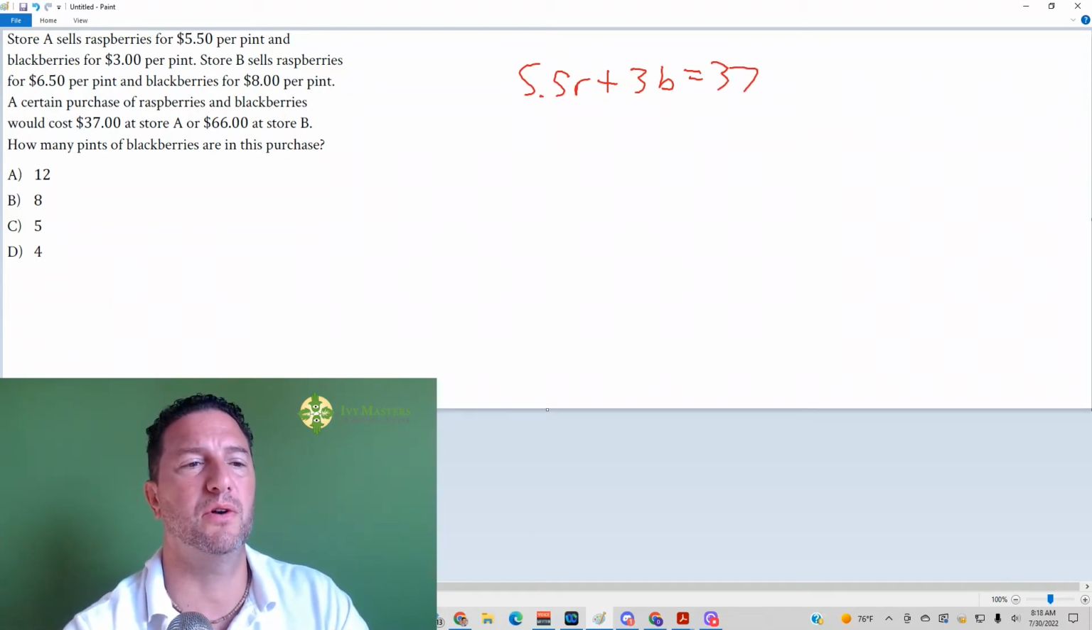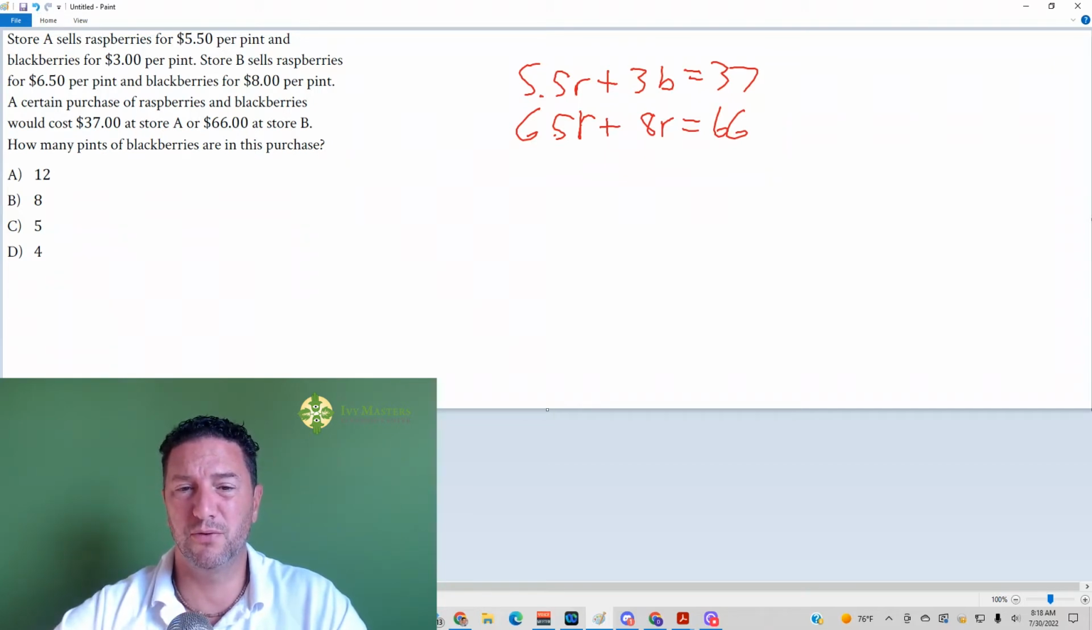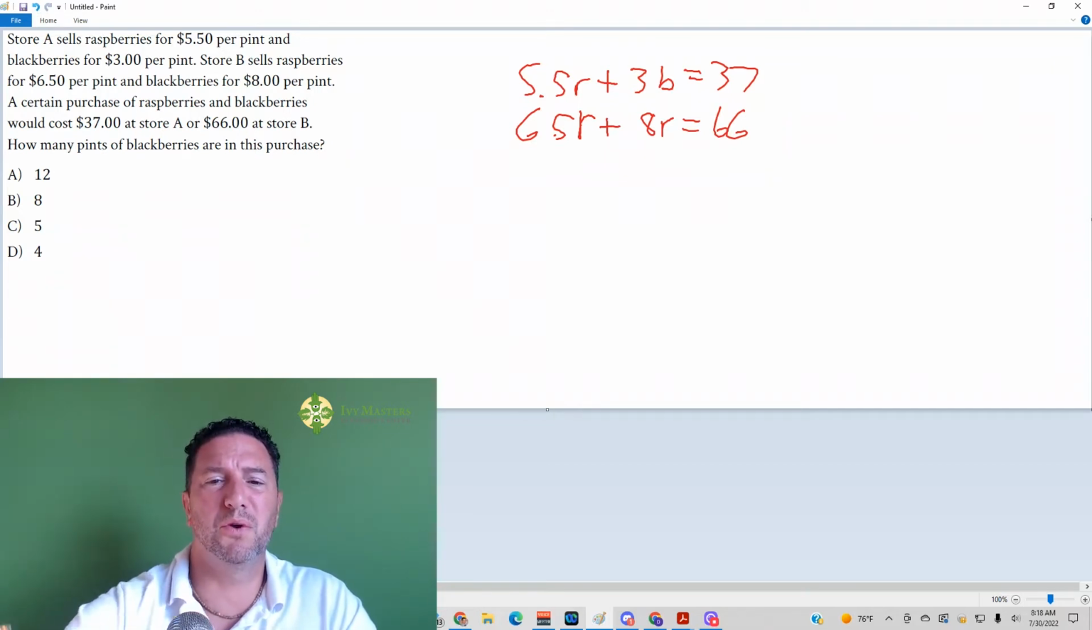And then what we've also got is $6.50, so 6.5R per pint for raspberries also, plus $8 per pint for blackberries. And that's going to give you $66. Now, one of these stores must be a really expensive fruit market, and the other one's a really inexpensive fruit market. But anyway, here, what are we going to do?